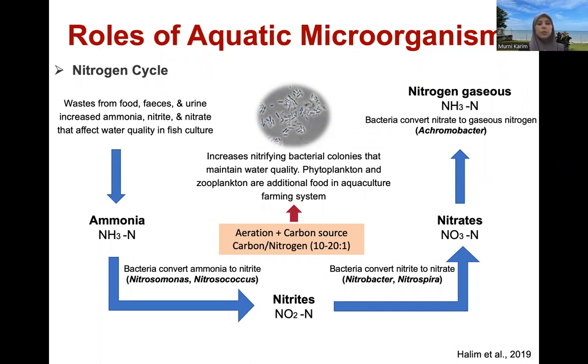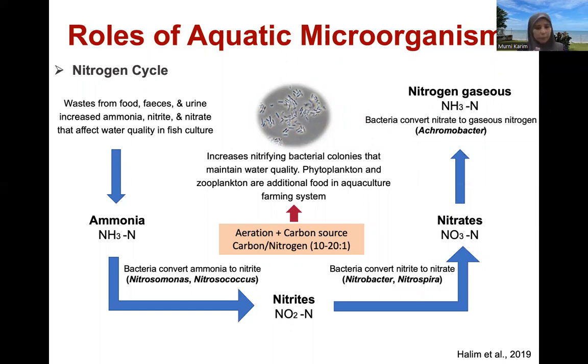Okay, so the ammonia can only be broken down by microbes. Let's say Nitrosomonas and Nitrococcus, they are the most important bacteria that convert the ammonia into nitrite, which is less toxic. And then we need Nitrobacter and Nitrospira to break down the nitrite into nitrate. And then they will change into nitrogen gases. So if we find those bacteria, we can always control the ammonia.